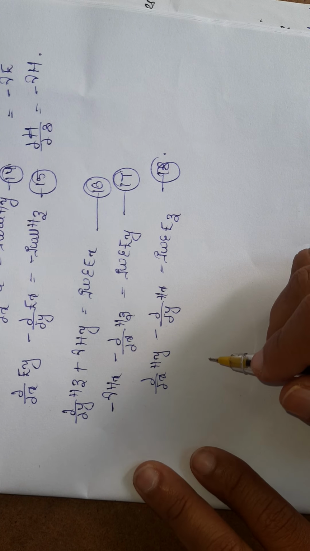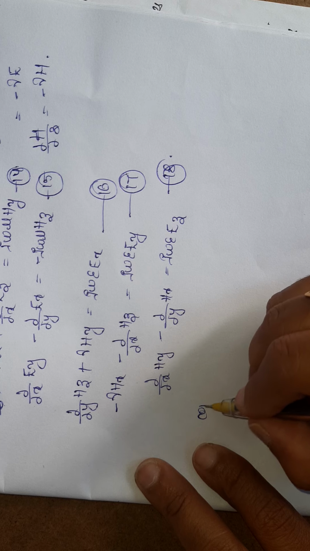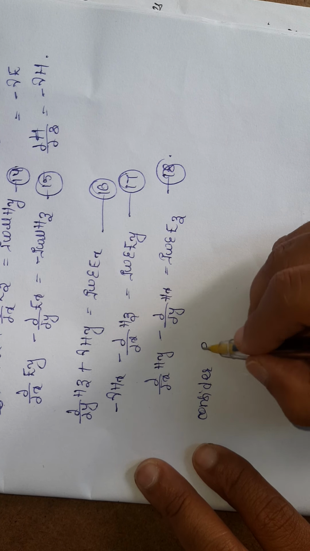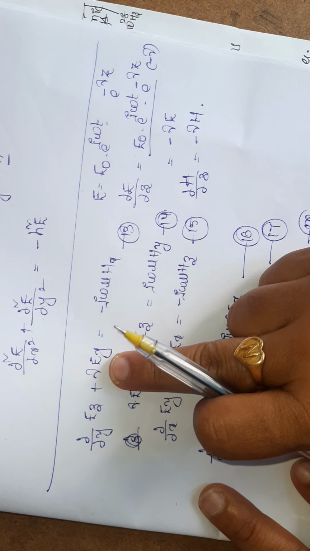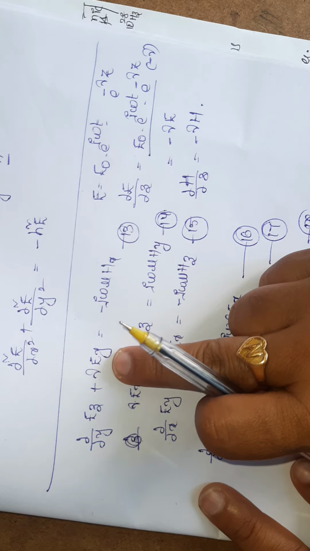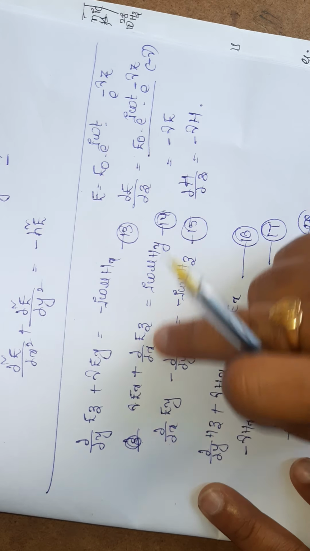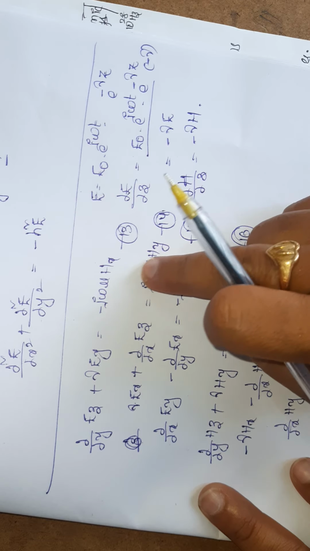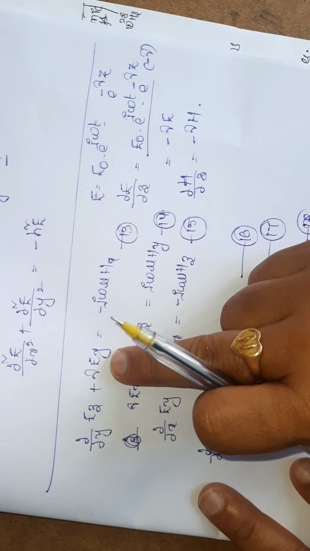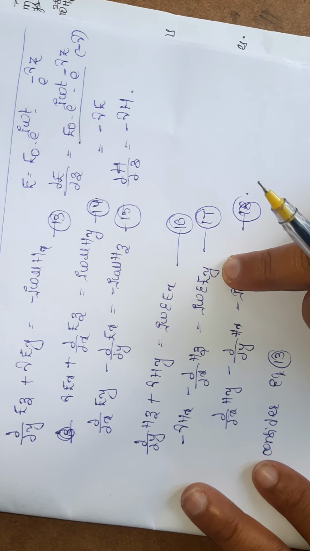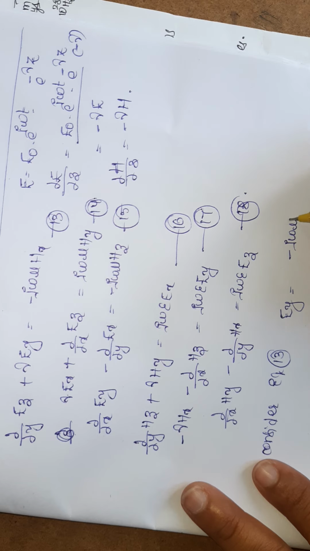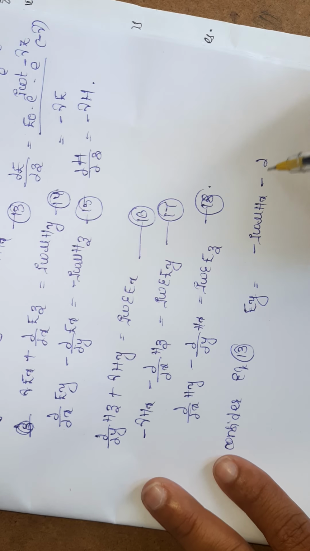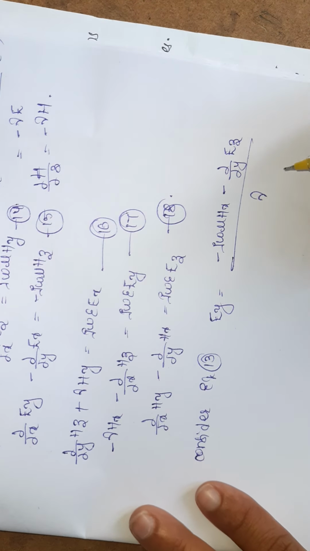Now what we have to do? You have to consider equation 13. From this equation 13, write down the expression for Ey. So what is the Ey? Ey is equal to this term minus this term divided by gamma. And you have to substitute this Ey in equation 17. So Ey is equal to minus jωμHx minus ∂Ez/∂y, divided by γ.